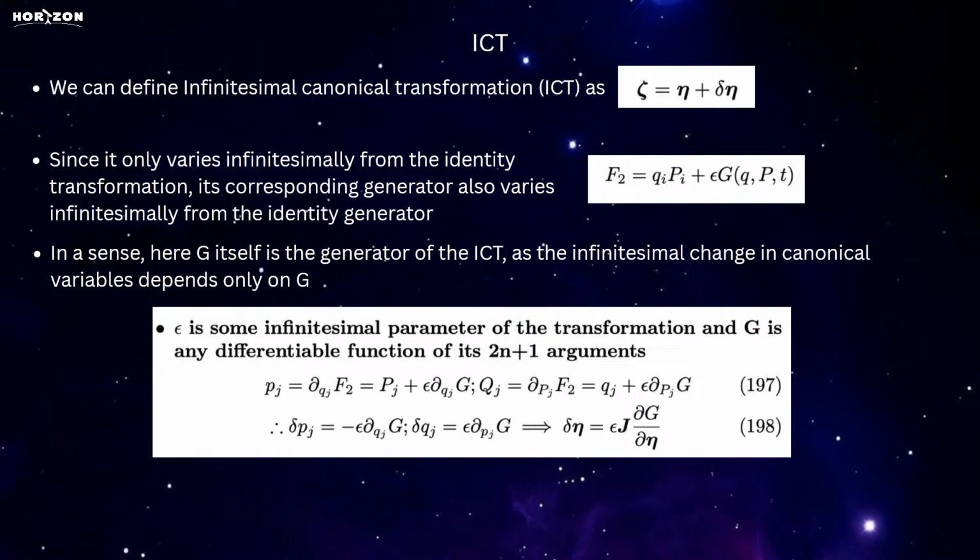In a sense, G here itself is the generator of the ICT, not this Q_i, P_i plus εG, because if you see the variation from our traditional canonical equations, the variational terms depend only on G. If you look at these equations over here.